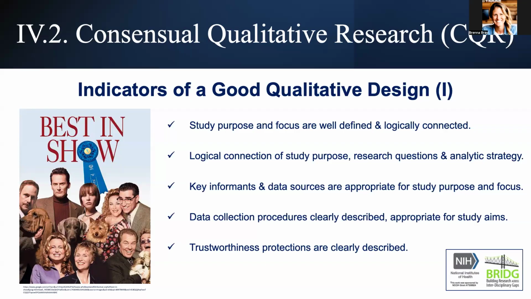So are you very clear in the purpose of the research? Are you very clear in the research question? And does the design or the analysis process fit the research question and purpose? Key informants and data sources are appropriate for the study purpose and focus. And this gets back to what we addressed in Module 1, the importance of key informants. Data collection procedures are clearly described and are appropriate for the study aims, and trustworthiness protections are clearly described. So this is really including the content that we've gone over in modules 1 through 4 at this point, or 1 through 3.